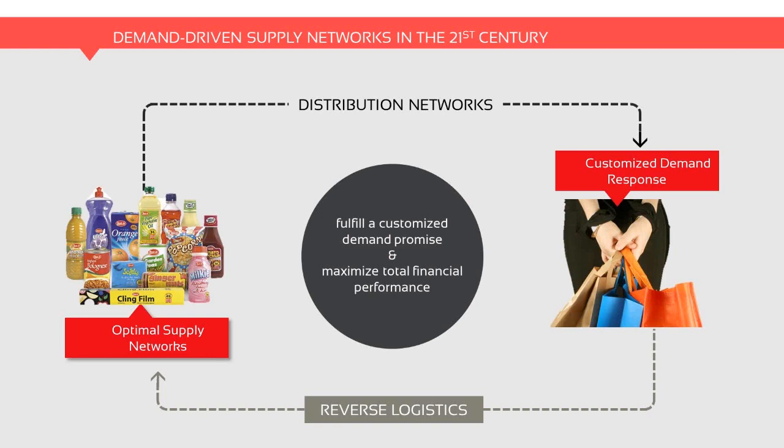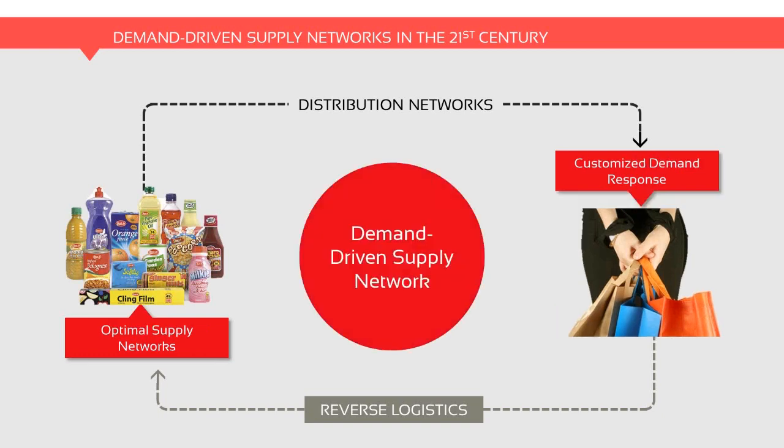This discussion about supply networks in the 21st century also includes the fact that we have to fulfill a demand promise, but also that we have to maximize total financial performance for the corporation, not only the minimization of supply chain costs. If at this point you may have any questions regarding performance measures or some of those new fundamentals, then please feel free to post them.